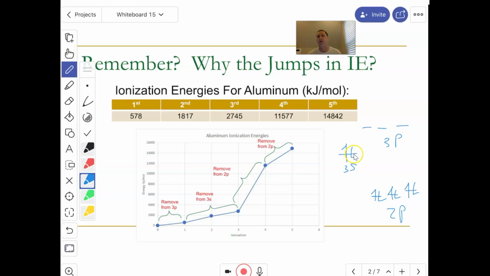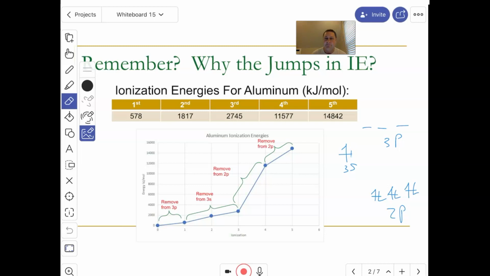An S sublevel is closer to the nucleus. Not by a lot, but it is closer, and therefore it's going to create a little jump here. So, in order to take out the second electron, to go from the first ionization to the second one, what I now have to do is take out this electron here.